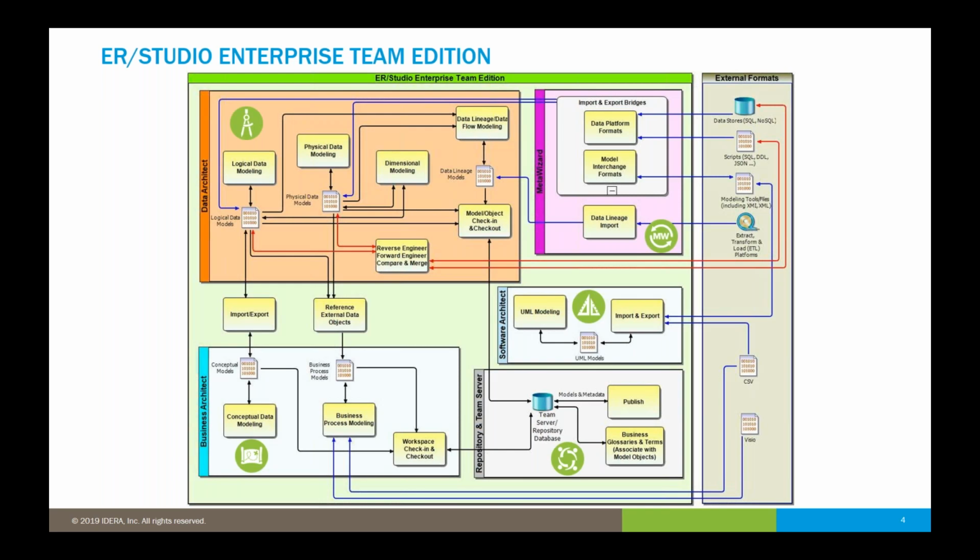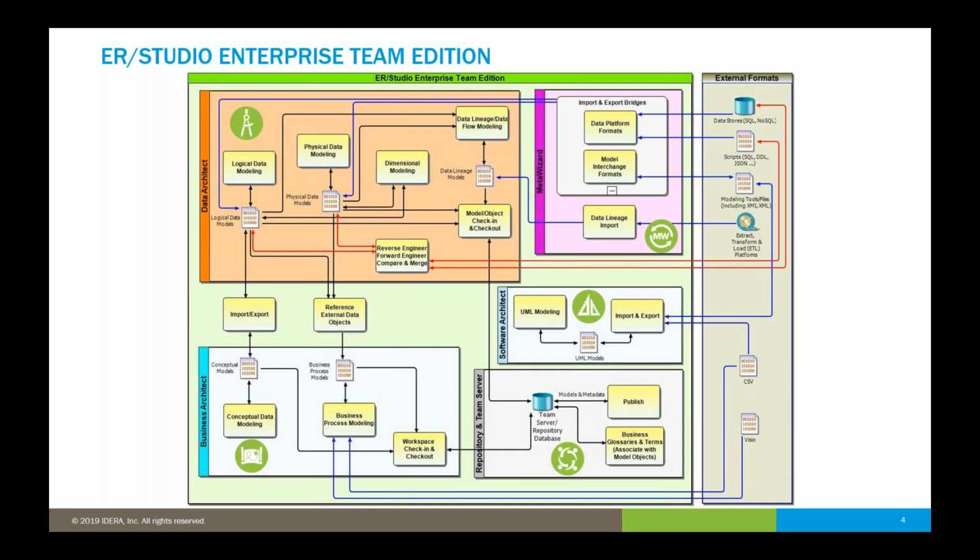Rounding it out from a modeling perspective is the software architect, which actually enables UML modeling. So a lot of customers like to supplement, especially for the application and technical architectures, doing things like sequence diagrams, component diagrams, and those types of things, really highlighting how the actual capabilities are delivered through application components to utilize in your organization as a whole.